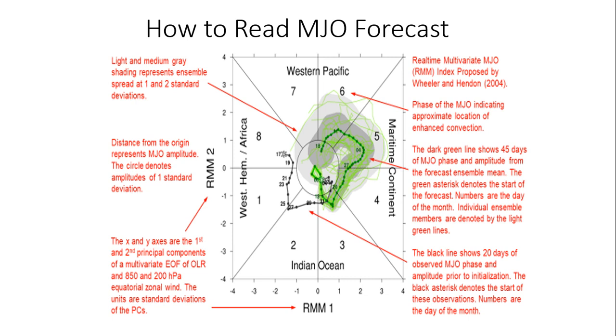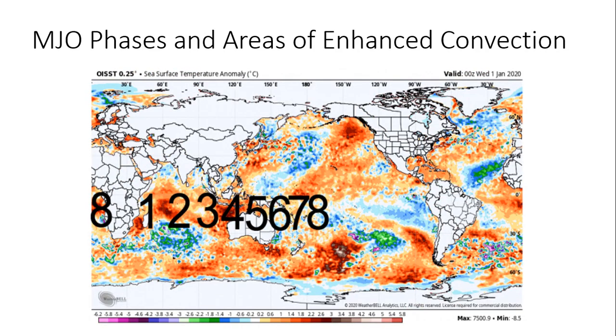This is a nice graphic to show you and introduce you to the Madden-Julian oscillation, or MJO, forecast. It's the real-time multivariate MJO RMM index, which was proposed by Wheeler and Hendon back in 2004. So let's go ahead and move ahead. And I want to talk briefly about the MJO phases and where the areas of enhanced convection occur in the various phases of the MJO.